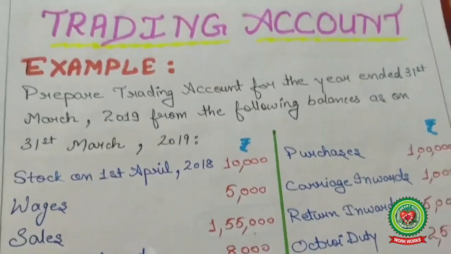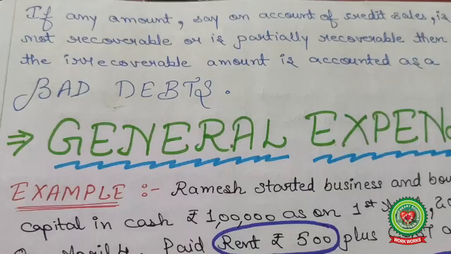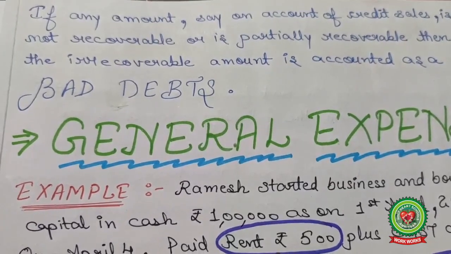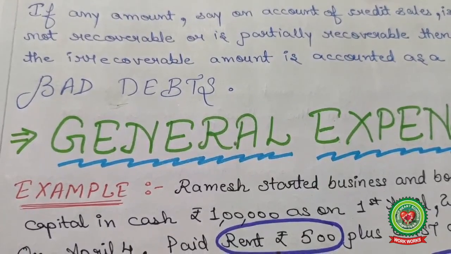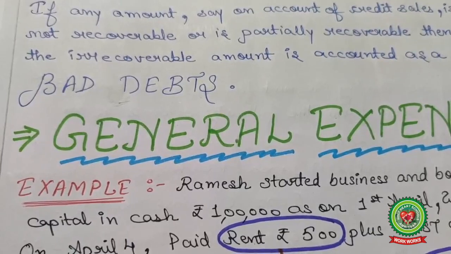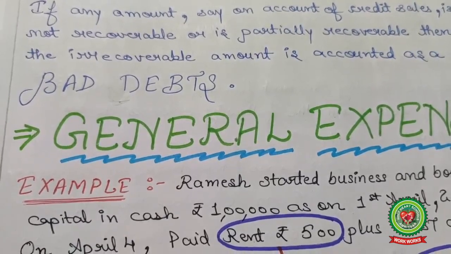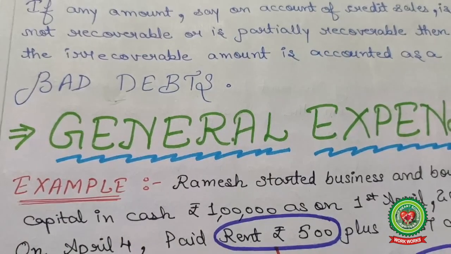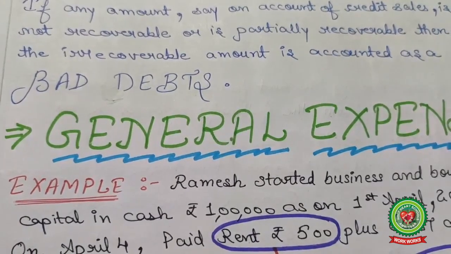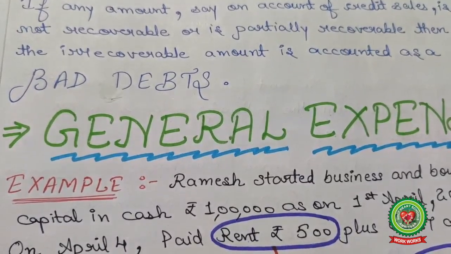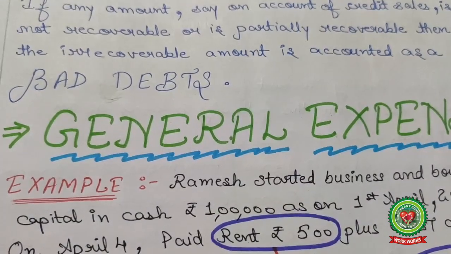Now, what is trial balance? So students, after the explanation with the help of examples, see the definition, see the meaning of bad debts. If any amount, say on account of credit sale, is not recoverable or is partly recoverable, then the irrecoverable amount is accounted as bad debts. Like in my previous example, 4,000 from Sohan is considered as bad debts.